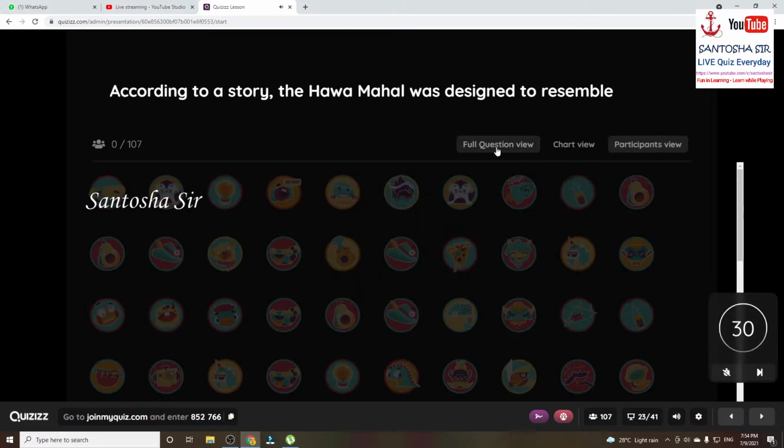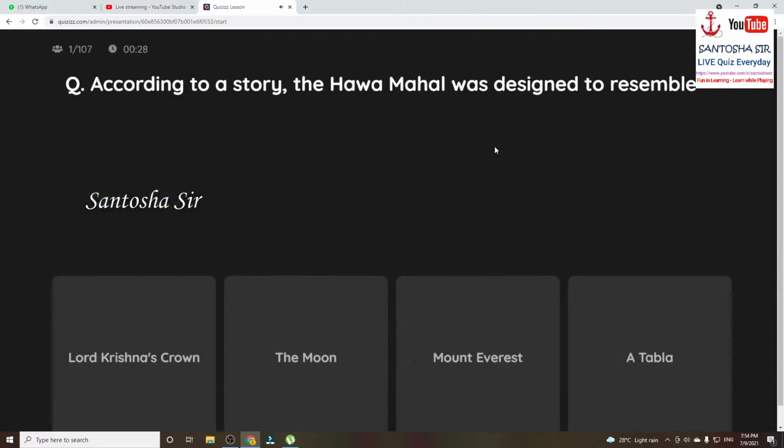23rd one. According to a story, the Hawa Mahal was designed to resemble what? Is that resembling Lord Krishna's crown? Or is that resembling the moon? Or is that resembling Mount Everest or a tabla? What is it?